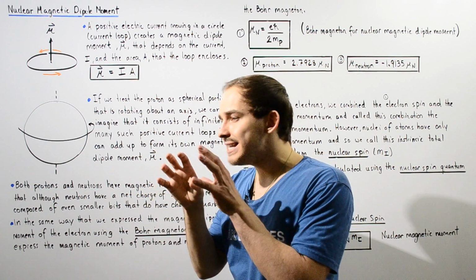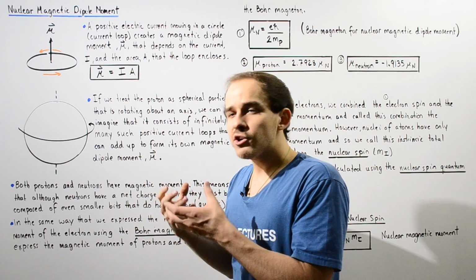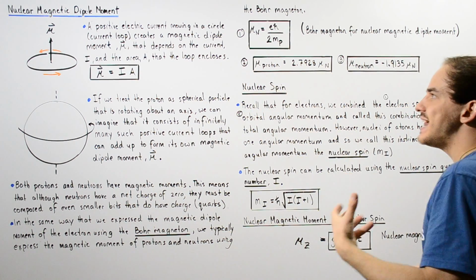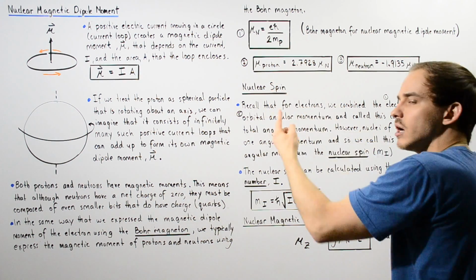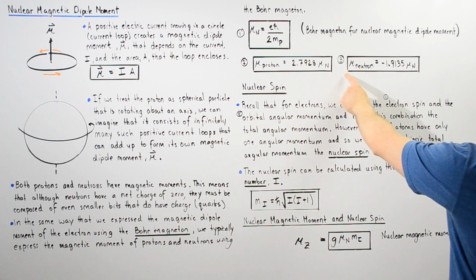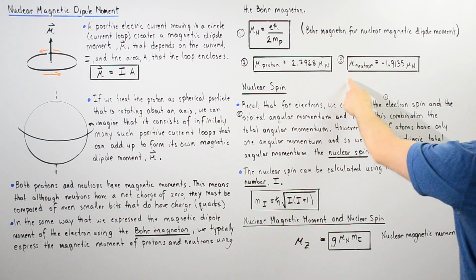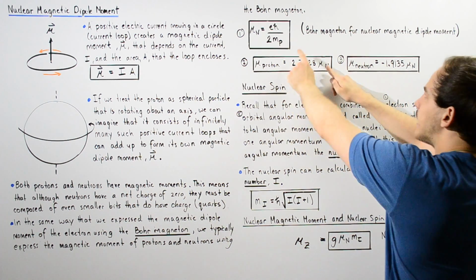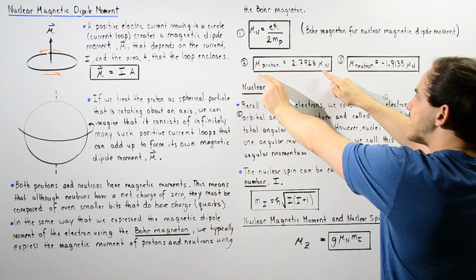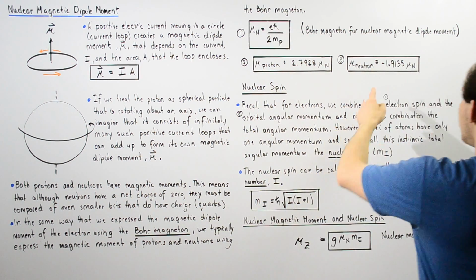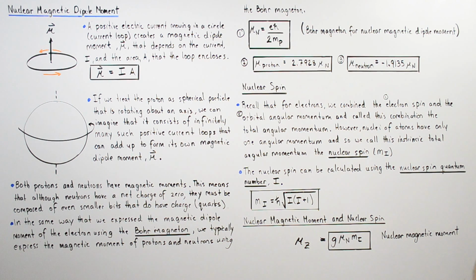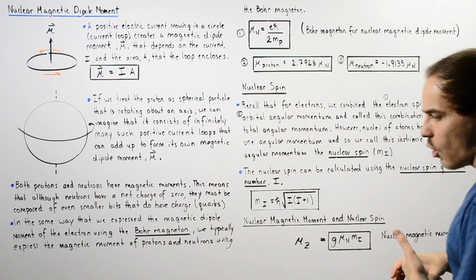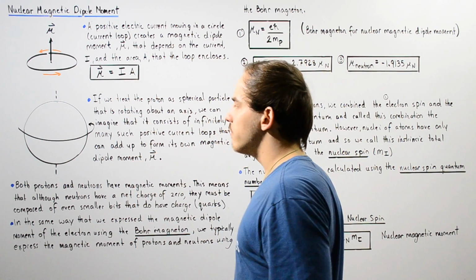Now, individual protons and individual neutrons can create a magnetic dipole moment, and equation 2 gives us the magnetic dipole moment mu as a result of one proton, and equation 3 gives us the magnetic dipole moment mu as a result of a single neutron. So 2.7928 times the nuclear magneton gives us the magnetic dipole moment of an individual proton, and negative 1.9135 multiplied by the nuclear magneton gives us the magnetic dipole moment as a result of the motion of our neutron.